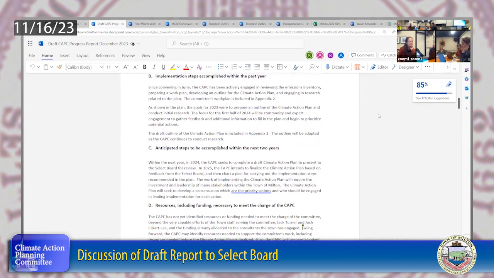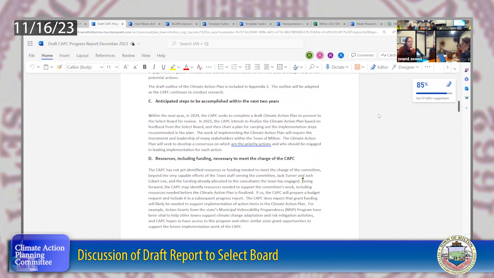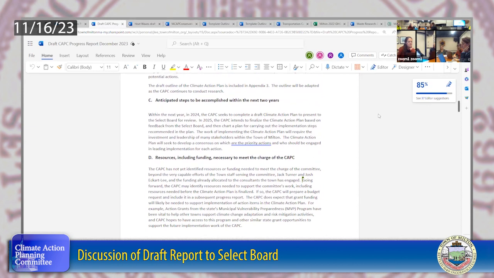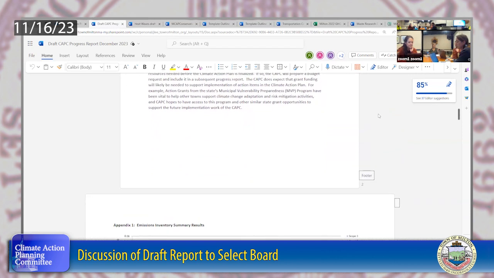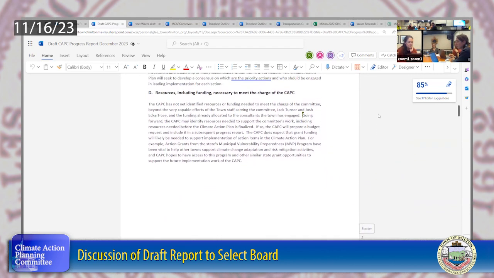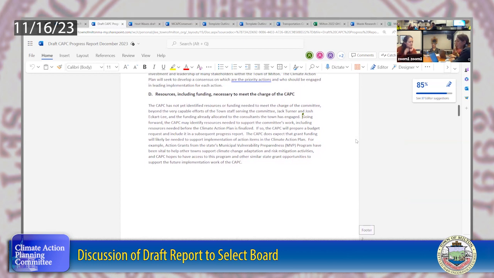I did. It says, going forward, the Climate Action Planning Committee may identify resources needed to support the committee's work, including resources needed before the Climate Action Plan is finalized. If so, we'll prepare a budget request to include it in the subsequent progress report. Now, maybe that is too limiting if you feel like we might want to do it before then. But I trusted that you added it. I think I just wanted to say that for the benefit of everyone here, to make sure that folks are on the same page.